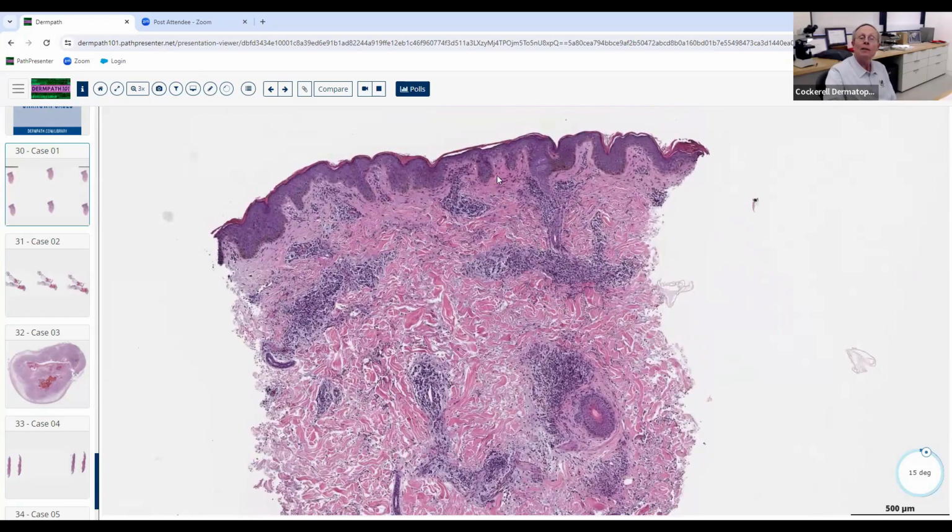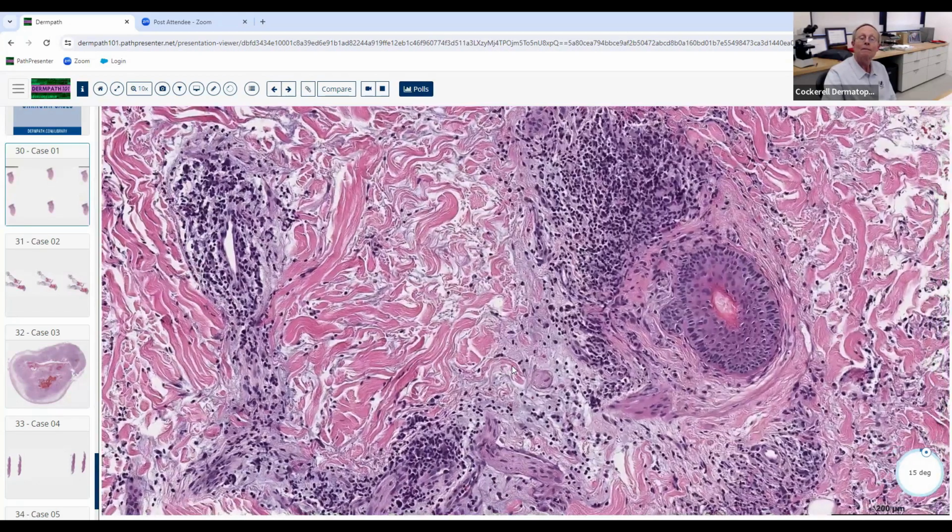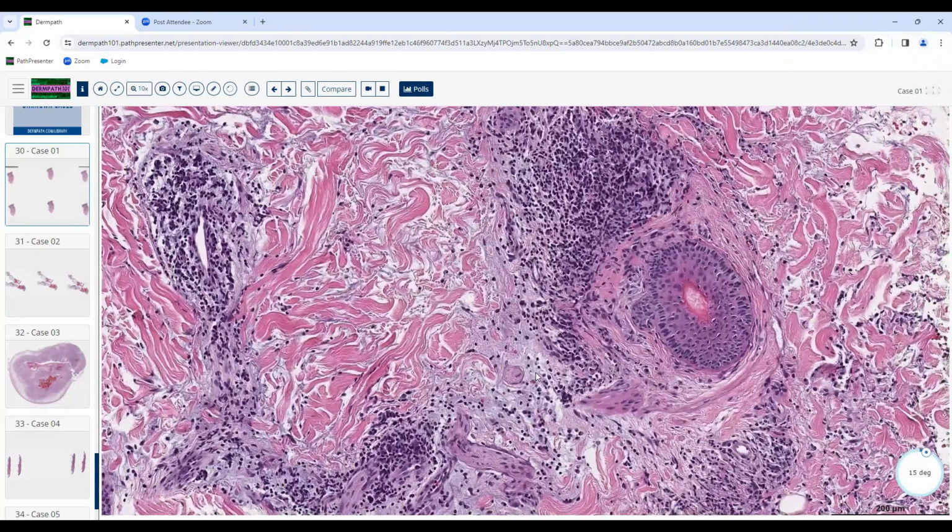Okay, and then notice there's no epidermal involvement here. So how are we going to tell these apart? Is there anything here that can help us? Lupus, mucin. Yeah, so what's the diagnosis? Lupus. Which form of lupus?